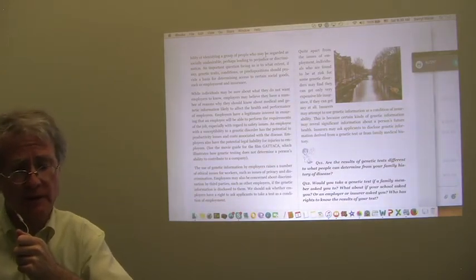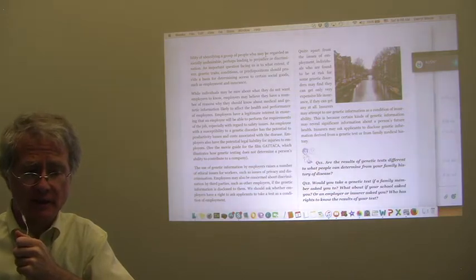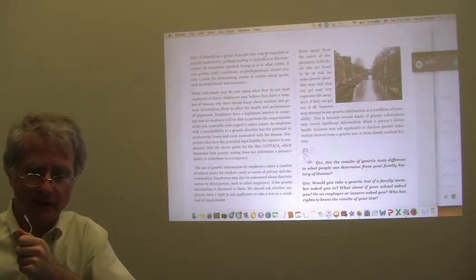An important question facing us is to what extent, if any, genetic traits, conditions or predispositions could provide a basis for determining access to certain social goods, such as employment or insurance. Okay, so we need employment, we need insurance.